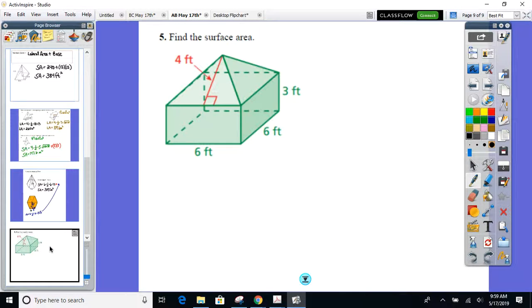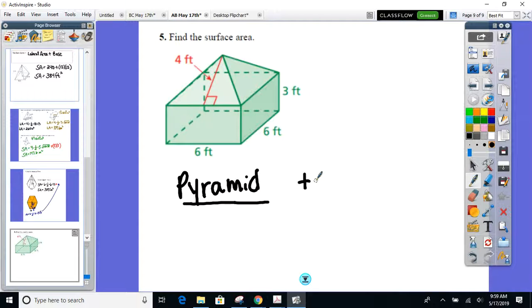A figure and another figure. Let me first give you a little push. Name the two figures that this house makes up. What's on top? Pyramid. You're going to add that to what's on the bottom. What did we call those yesterday? Rectangular prisms.